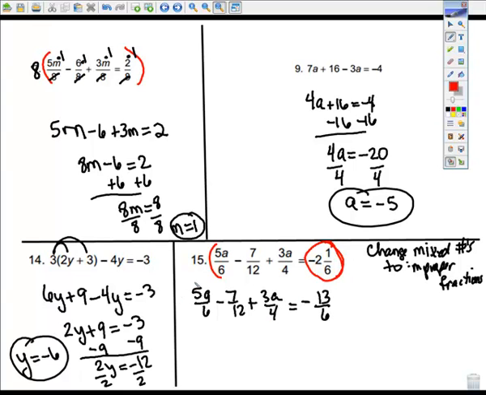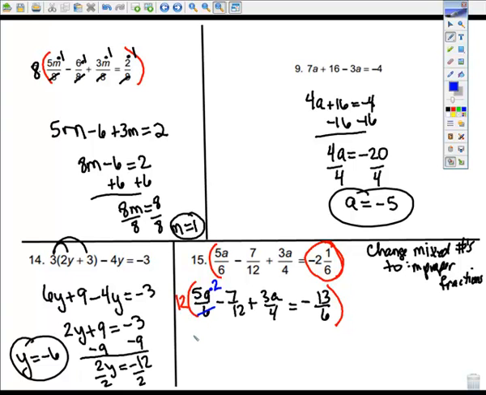Now the least common denominator of 6, 12, and 4 is actually 12. So I'm going to end up multiplying everything by 12. And here we go. 6 divides into 12 2 times, so I multiply by 2 up here. This one up here, everything was times 1. This will be a little more fun.